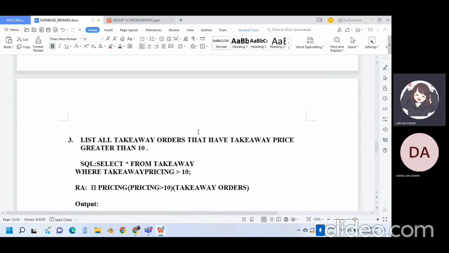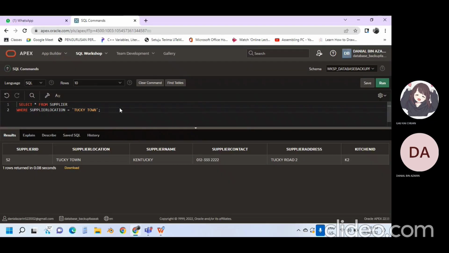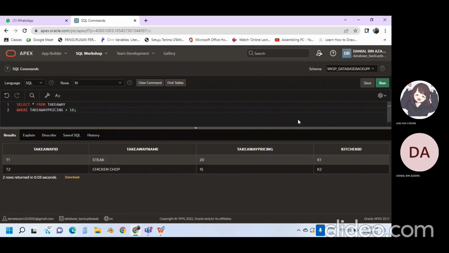So the next question is, list all takeaway orders that have takeaway price greater than 10. The SQL is select from takeaway where takeaway pricing is more than 10. So the output has 2. For the first, takeaway ID T1, the takeaway name is steak, takeaway pricing is 20, and the kitchen ID is K1. Then for takeaway ID T2, the takeaway name is chicken chop, the pricing is 15, and the kitchen ID is K2.